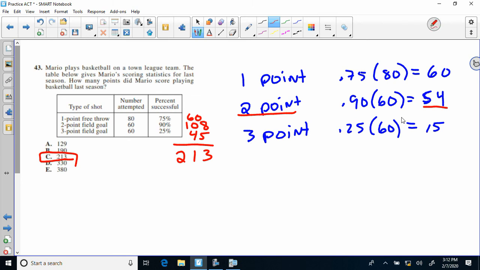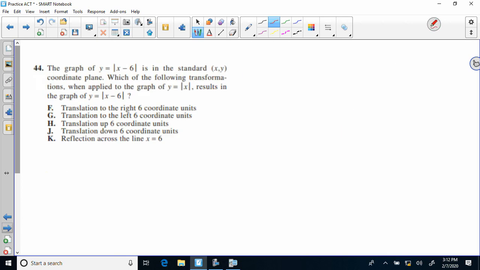Number 44. It says the graph of y equals the absolute value of x minus 6 is in the standard xy coordinate plane. Which of the following transformations, when applied to the graph of y equals the absolute value of x, results in the graph of this one?